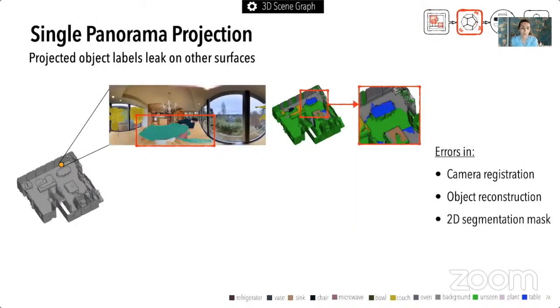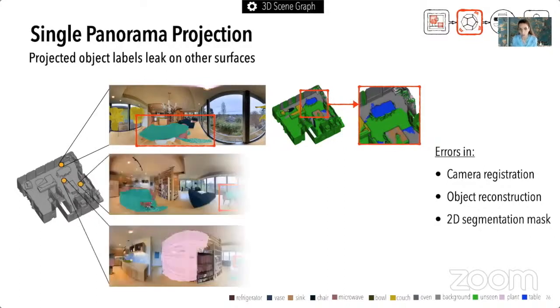But is this enough? When we get this panorama that you see right now on your screen, you already see that the segmentation mask has some issues. This green mask corresponds to a table, and some of it is leaking onto the floor. Now if we project this information on the 3D mesh, as you see in the middle of your screen, the labels of the table are leaking onto other object surfaces as well. This can be due to errors in camera registration, object reconstruction, the 2D segmentation mask from the previous step, etc.